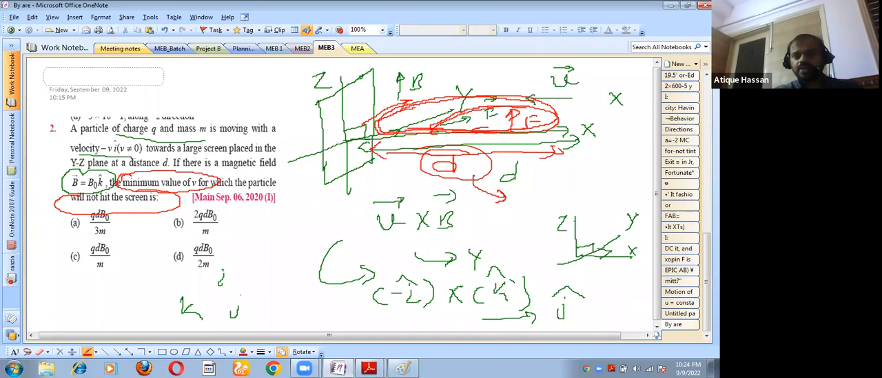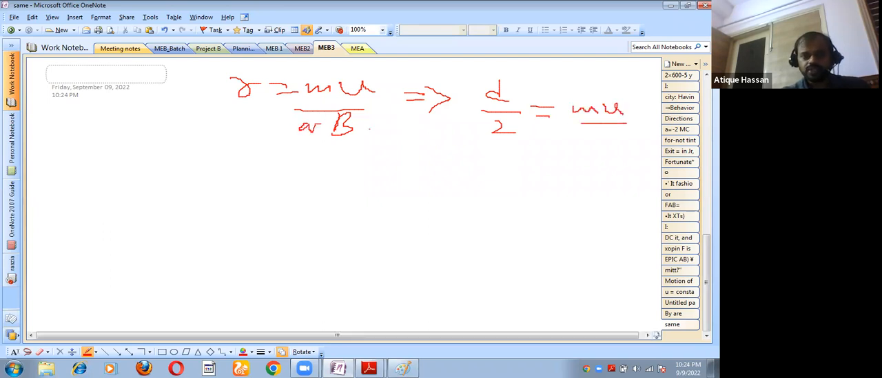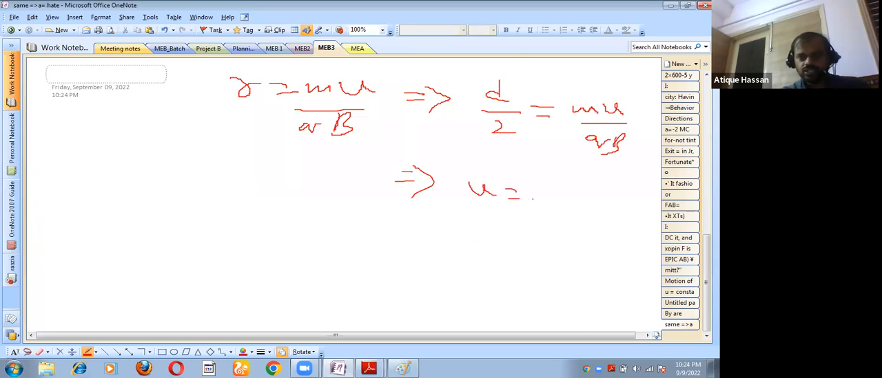Now, you know the diameter, so you can apply the formula of radius. The radius of a circular path in a magnetic field is mv by qB. According to the question, the radius should be equal to D by 2, since the diameter is equal to D. So D by 2 equals mv by qB. From here you have to find the velocity. So the velocity should be equal to qBD upon 2m.